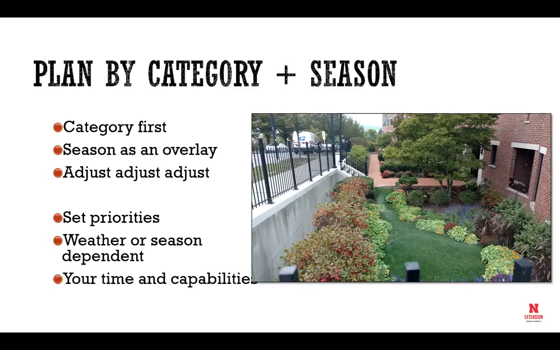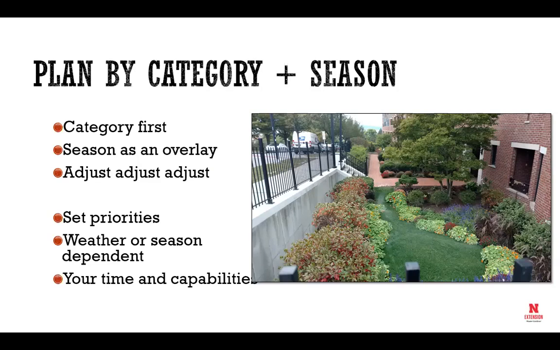So if you take a look at this image, and we said plan this by category and by season, what do you see for categories to manage? Turf, shrubs, irrigation, annuals, perennials maybe stuffed back in there, it's a little hard to tell. And a tree. So there's a woody thing that wants to be a tree, right?